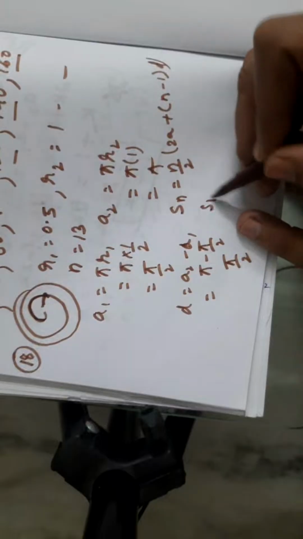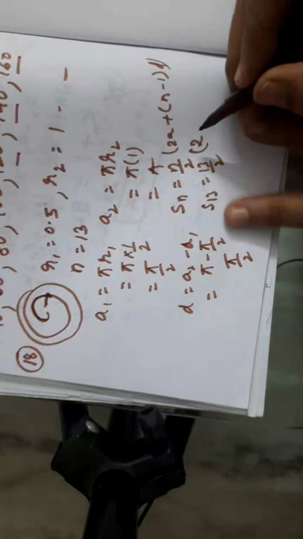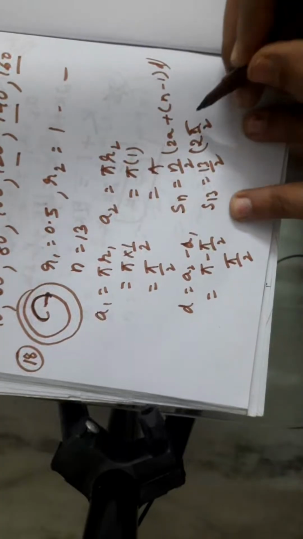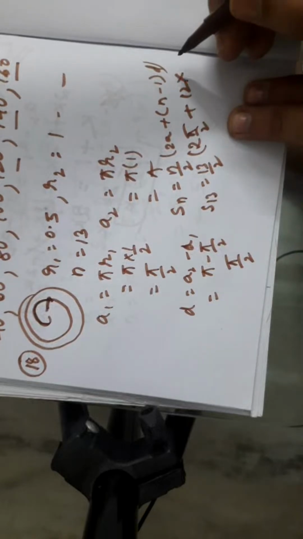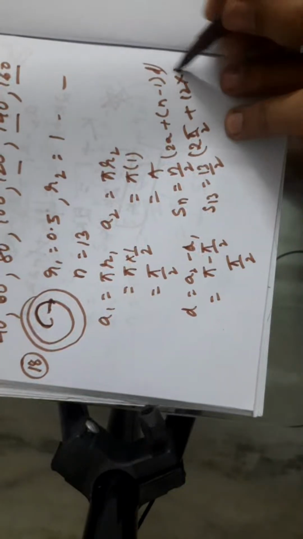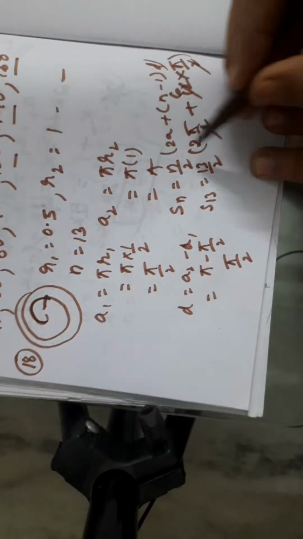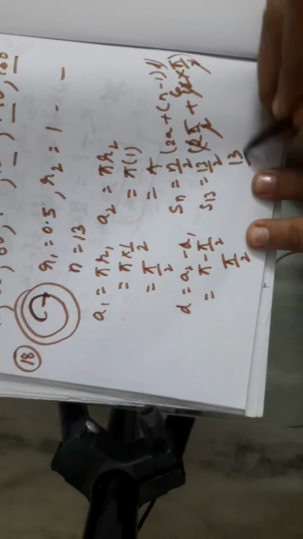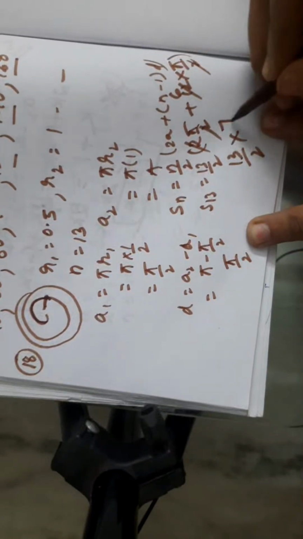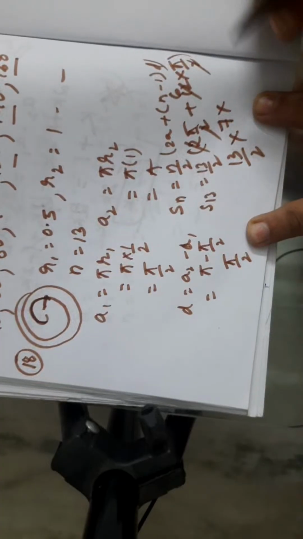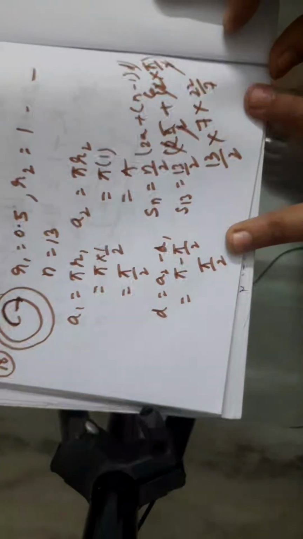Replace n by 13, 13 by 2. So here a we got pi by 2. 13 minus 1 is 12. And d we got as pi by 2. Now 2 6s are 12, 2 got cancelled. 13 by 2 multiplied by pi plus 6 pi is 7 pi. We got the answer as 7 pi.